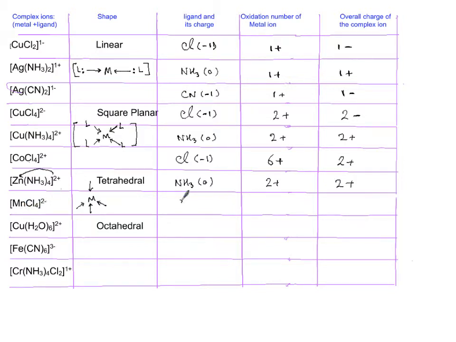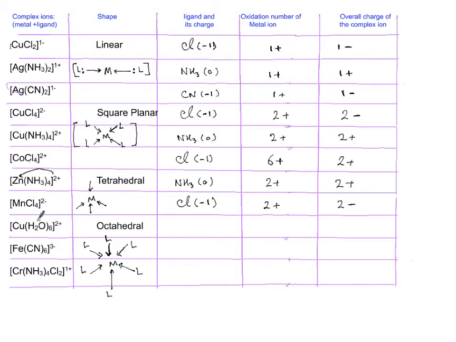Manganese tetrachloride, so you have 4 chlorides with 1 minus. What plus 4 minuses will give you 2 minus? Manganese should be rather 2 plus here. And overall you're 2 minus. Then we go after octahedral. This time you have a central transition metal and you have 6 attachments and you look spherical and you are known as octahedral as a shape.